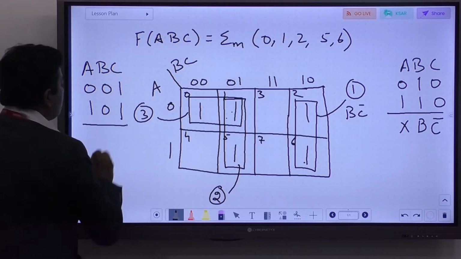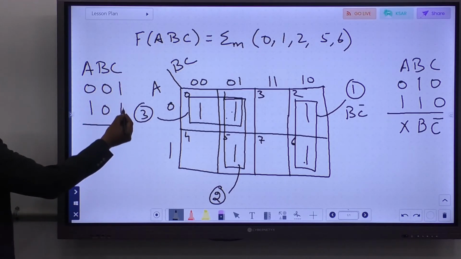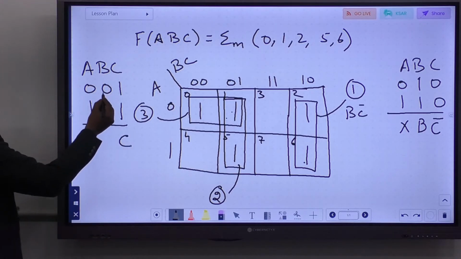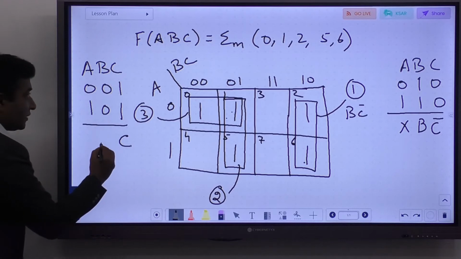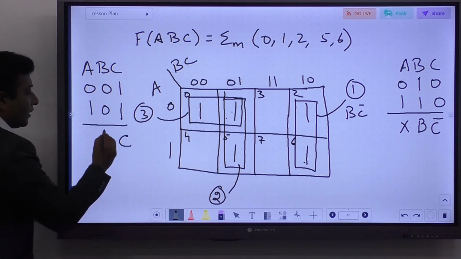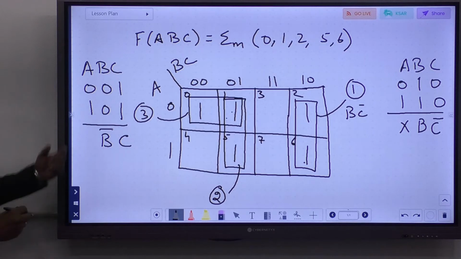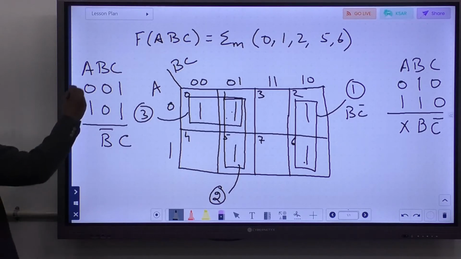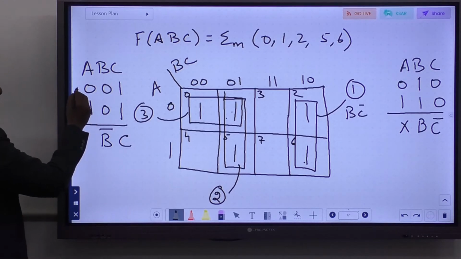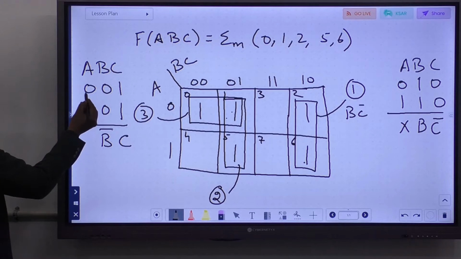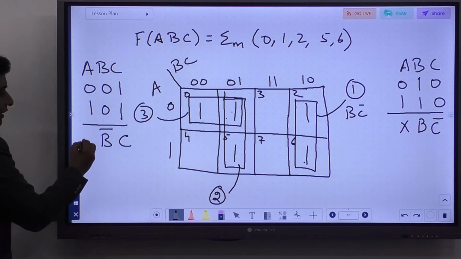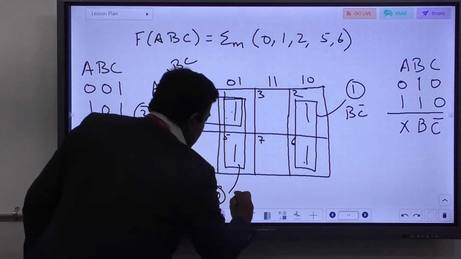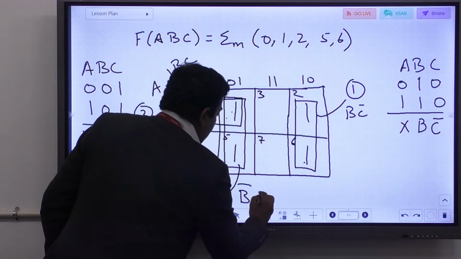Again, we would see that for C, 1 and 1, it is consistent. So what we are going to write is C. For B, it is 0 and 0, again consistent. What we are going to write is B bar, because both of them are 0. If both of them are 1, we would write it as B. And for A, because they are not consistent, this is 0 and this is 1, we have to discard it. So the output of the second group is B bar C.